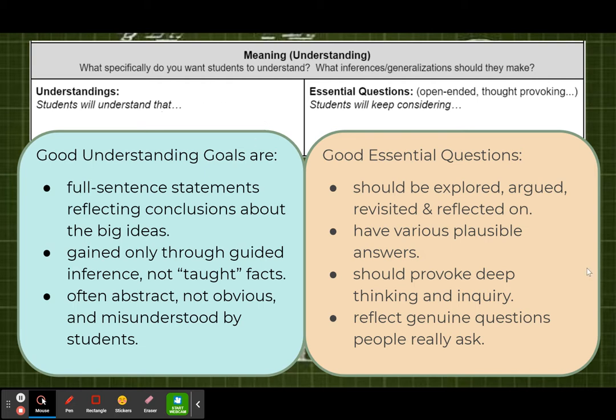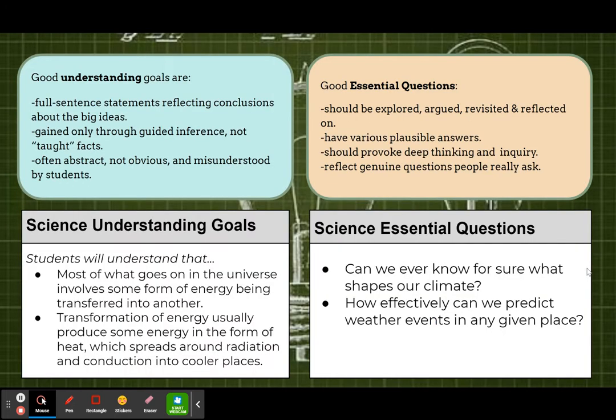So let's look at a few examples. The very first set is from a science unit, and we want students to understand that most of what goes on in the universe involves some form of energy being transferred into another. That's a pretty big idea, a pretty big conclusion or generalization about this big idea of energy being transferred. Also, transformation of energy usually produces some energy in the form of heat, which spreads around radiation and conduction into cooler places.